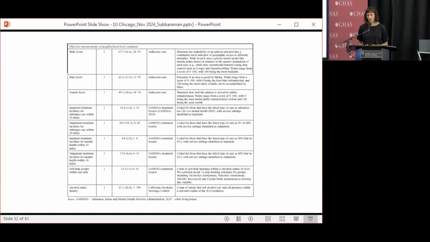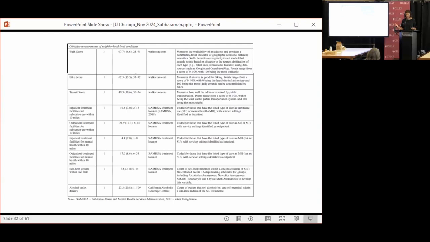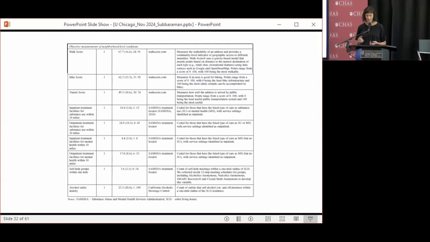In terms of the neighborhood level exposures, we looked at the walk score, the bike score, and the transit score. So how walkable is the neighborhood? Is there public transit nearby? We looked at proximity to inpatient and outpatient treatment for mental health and also for substance use. We looked at the availability of 12-step groups within 1 mile, and we looked at alcohol outlet density within 1 mile.